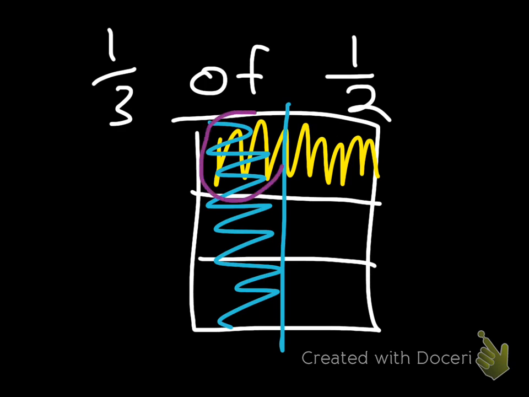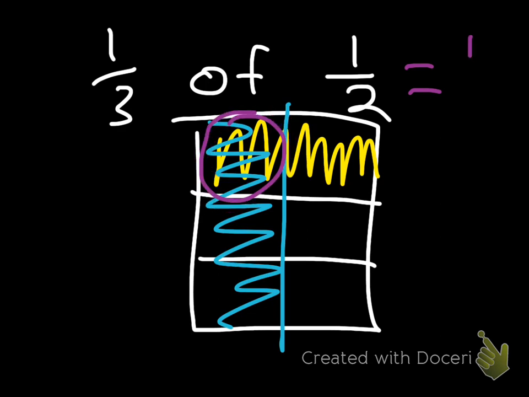So this box has yellow and blue. This box has just blue, so that one doesn't count. This box has just blue, so that one doesn't count. This box has just yellow, so that one doesn't count. This one has nothing, so that doesn't count. And this one has nothing, so that doesn't count. Okay, so how many boxes have both blue and yellow? Just this guy, just one.